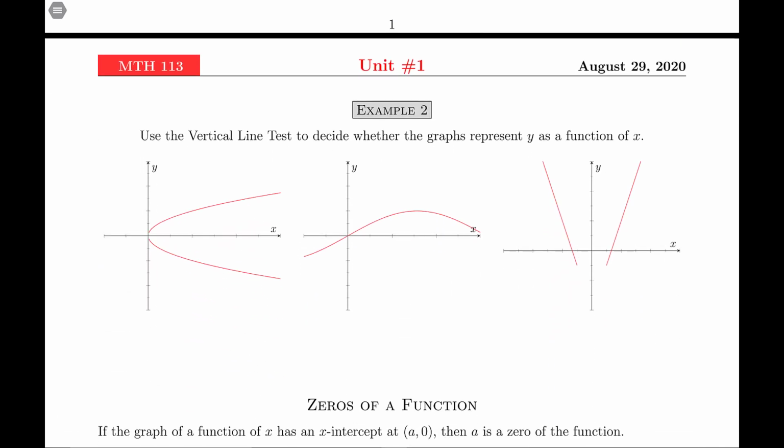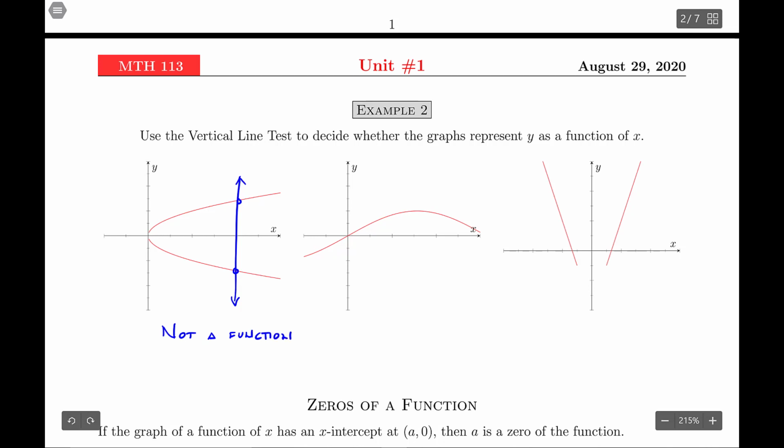So we're going to apply the vertical line test to these three graphs and determine whether or not the graph represents y as a function of x. The first graph is the square root function. If I draw a vertical line through here, it intersects at 2 points. So this is not the graph of a function.